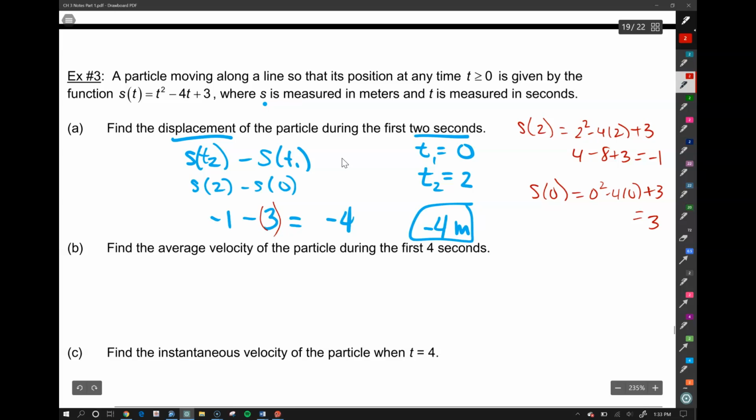Okay, now find the average velocity during the first 4 seconds. Notice we have a difference. So now we will find the displacement. Remember, it's displacement over time. So we need to find S of 4. Go ahead, plug in, see what S of 4 is equal to.